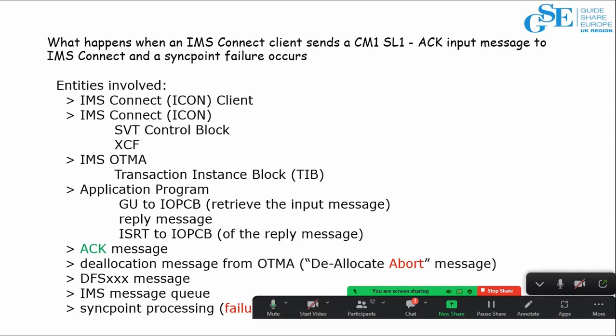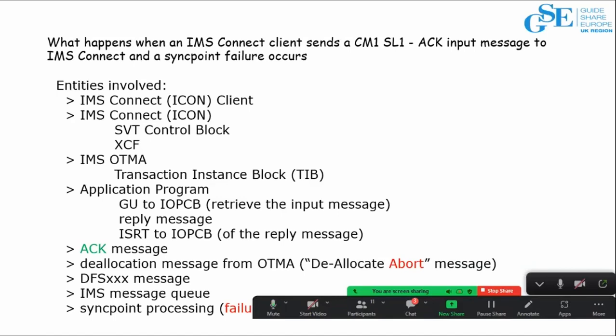So the application program sync point, or the phase two sync point, will fail, which in turn means that the application program will abend at this particular point in time. IMS Connect will process the sync point failure and it will send the DFS XXX message to the IMS Connect client. Again, if a persistent socket was in use, IMS Connect will keep the connection open and it will not free the SVT control block. Otherwise, the SVT control block will be freed.